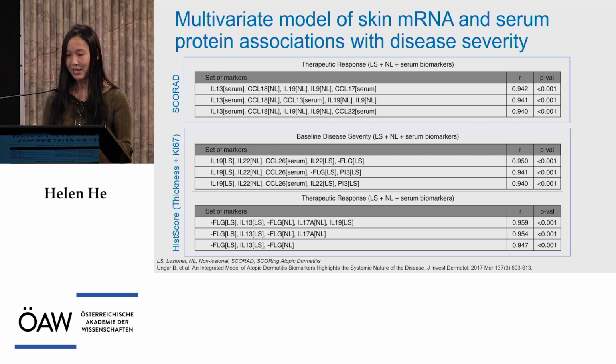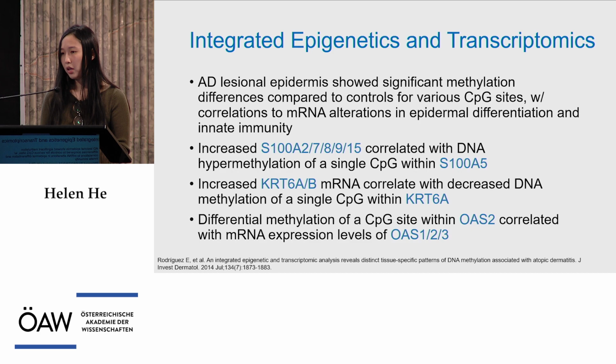So overall, integrating proteomics and transcriptomics across tissue compartments can yield very useful multivariable models that integrate multiomic data with clinical outcomes. This was a study by Dr. Weidinger's group in which he showed that the AD lesional epidermis harbors significant DNA methylation differences versus controls, and that also correlated with mRNA expression, so it correlated with transcriptomic data as well, for various markers related to epidermal differentiation and innate immunity, including the S100As, keratin 6A and B, and OAS 1, 2, and 3.